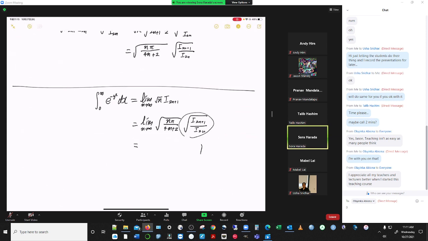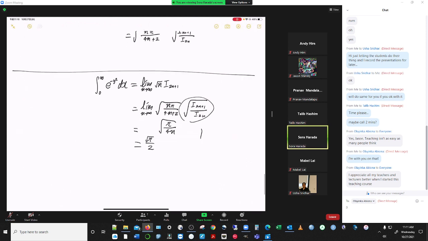This part becomes this by L'Hopital's rule: the n disappears and we get 4n, and that's the root. So yes, meaning root pi on 2, which is the original Gaussian integral. Therefore, the proof. Okay. Thank you very much.